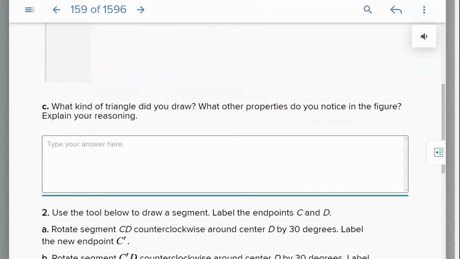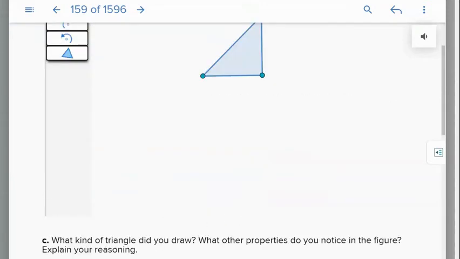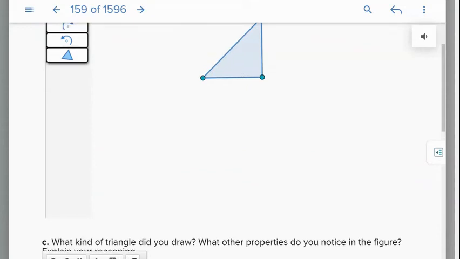What kind of triangle did we draw? Right triangle. What properties do you notice in the figure? Explain your reasoning. Well, I noticed that AB should be congruent to A prime B prime, because the line segment rotated, it preserves rigid motion. That means the line segment is going to be the same length, even after the 90-degree move. It's a right triangle, right? That should have probably gone first. Answer. That's definitely a right triangle.